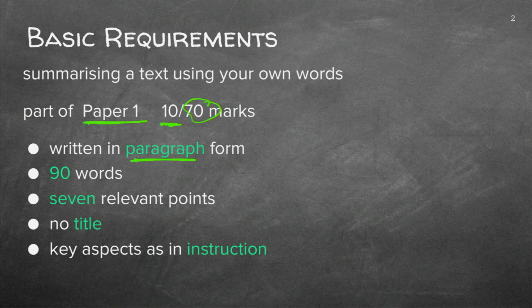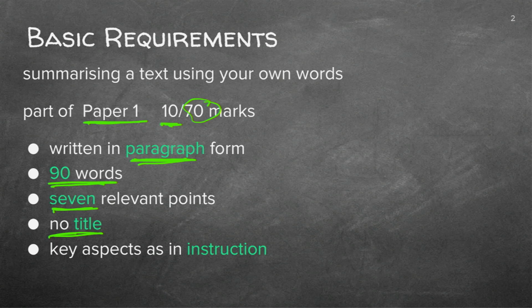I know you're going to have a point form summary somewhere along the line here, but remember that that's not the final summary. That is the penultimate stage of your summary writing, right? It must be in paragraph form. It must be 90 words, grade 10, 11, 12, 90 words. 7 relevant points. You don't need to write a title. Don't break your head about that.